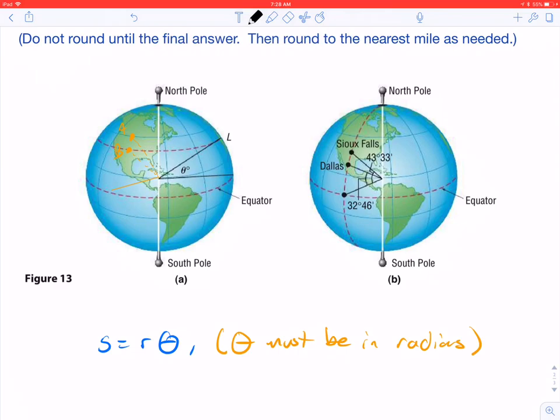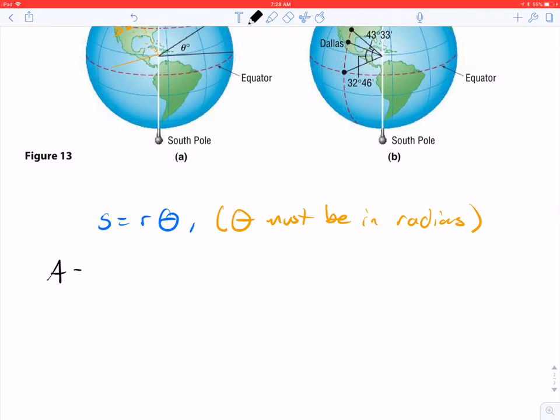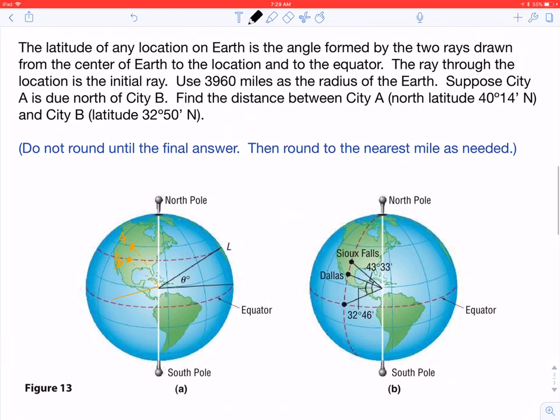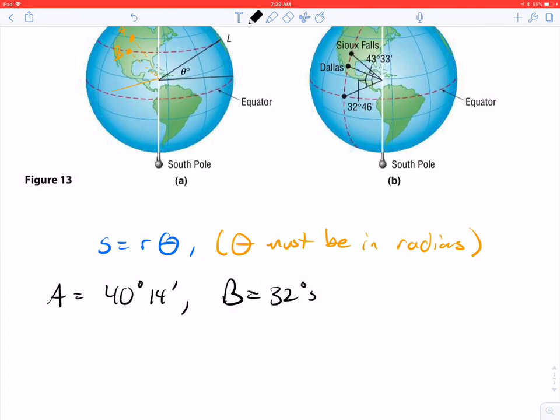City A has a latitude of 40 degrees, 14 minutes, and city B, 32 degrees, 50 minutes north. Basically, we're going to take city A's latitude minus city B's, and we need to eventually get it to radians, and then we can plug it into our arc length formula. And also, the radius of the Earth is going to be the 3960 miles.